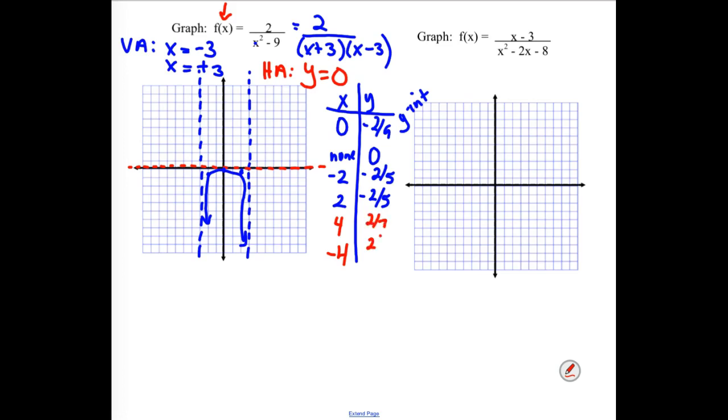Okay. Yes, no? All right, so at positive 4, I'm up at 2/7. And at negative 4, same thing. So we're looking at branches here.